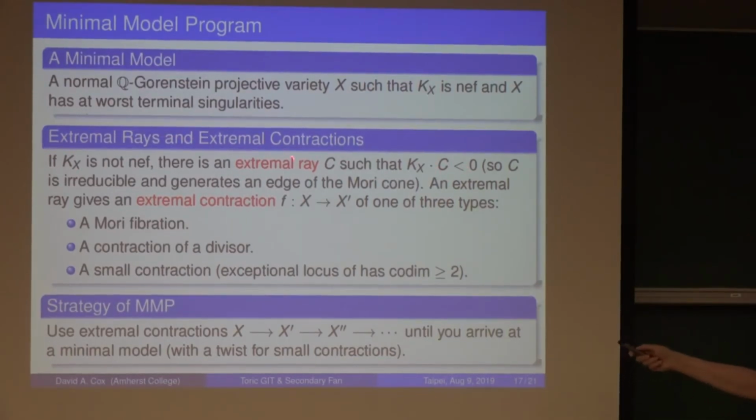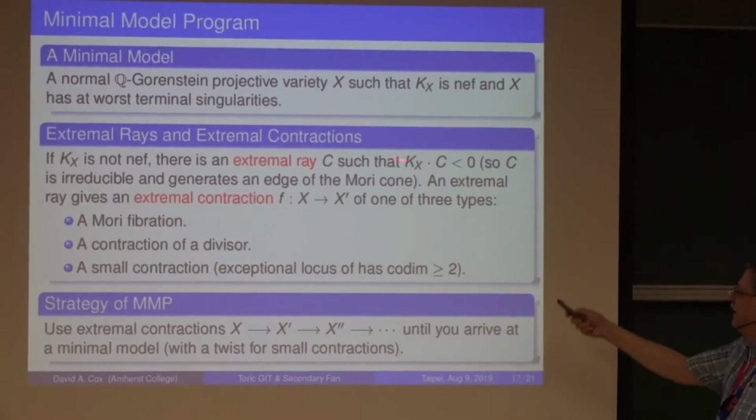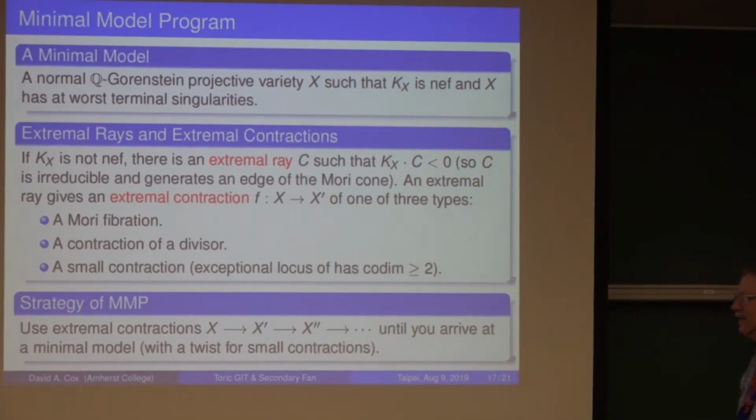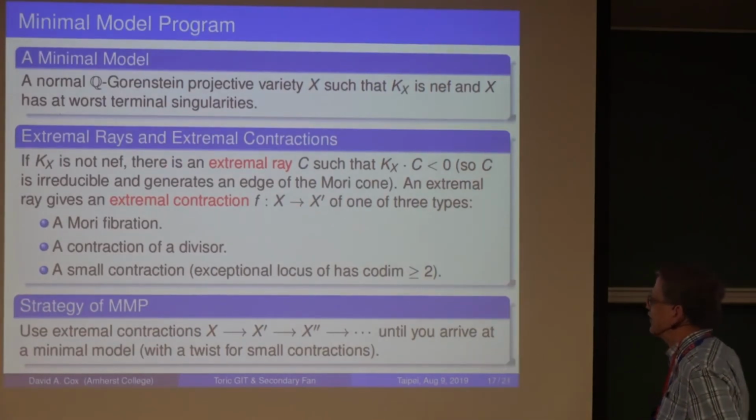So if I'm not nef, I've got to have a curve here with -1, and this is the side of the Mori cone that actually has a nice structure. That's Mori's big theorem, and so the idea is that if it has a nice structure, you can take it to basically be an edge of a ray of the cone. It's a so-called extremal ray. And then an extremal ray actually gives what's called an extremal contraction.